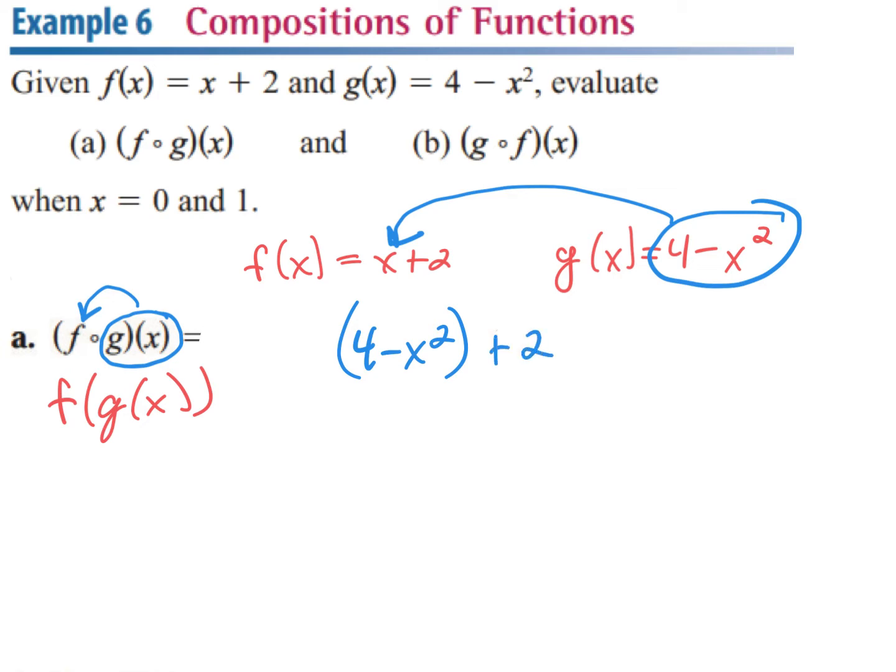Can we combine like terms? Yeah, I have a positive 4 and a positive 2, right? So that gives me negative x squared plus 6. Somebody last period said, can I write it 6 minus x squared? Sure, same thing. But that would be your composition.